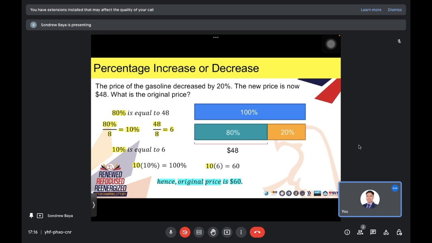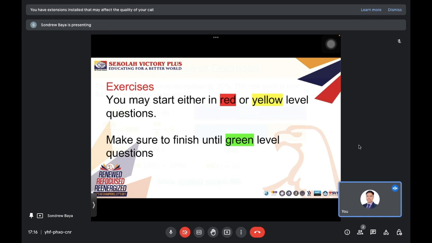Okay? Now, I'd like you to start either in red or yellow level questions in the worksheet. You can find the worksheet, which is day 2, uploaded in ManageBack. However, in class, make sure to finish until green level questions. Further instructions will be given in class.